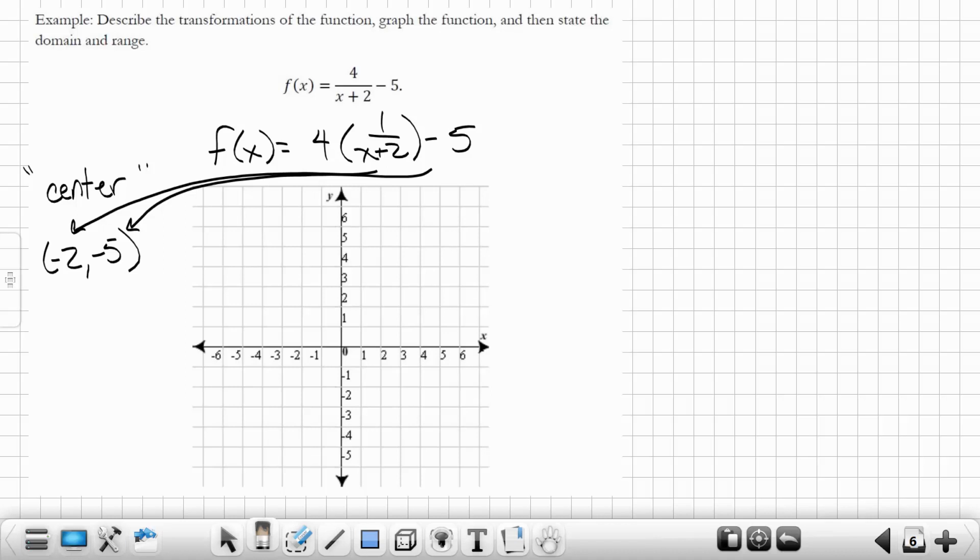Since this is inside the function, it's going to represent horizontal movement. And since it's occurring first, I need to undo it, basically. That's kind of what's going on. So this means 2 to the left, not 2 to the right. So when there will be minus, it will be to the right. Correct.